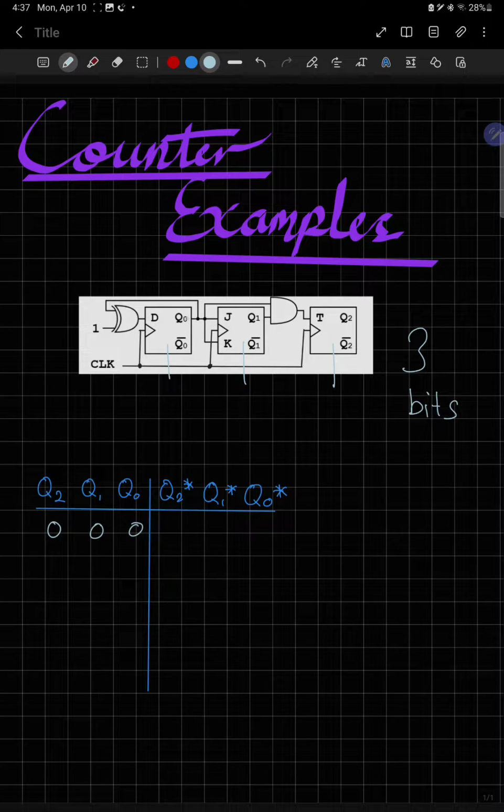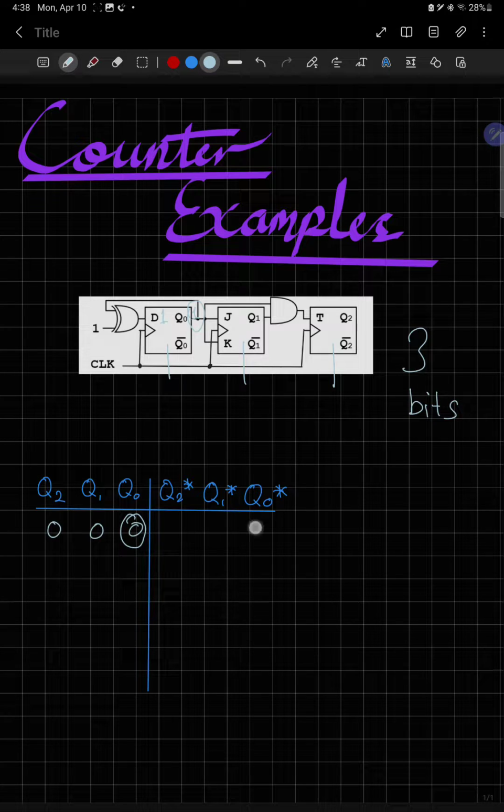For example, let's start from q0. This is 0, so 0 XOR 1 is going to be 1, so d is going to be 1. And that's going to make q0 1. What they're going to do is, as you can see, this q0 goes to j and k, and instead of using 0, they're going to be using 1.